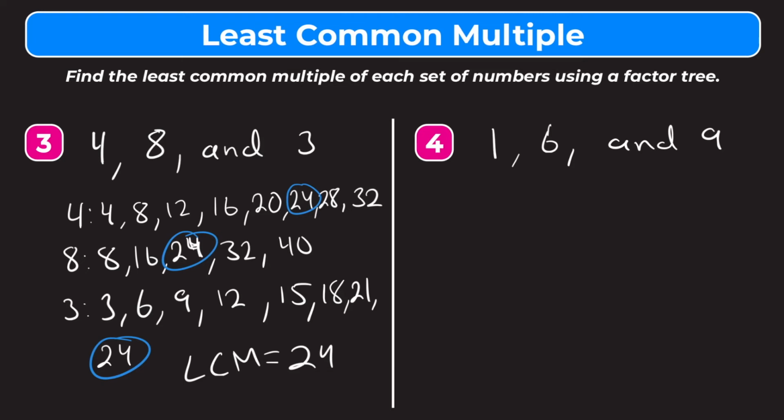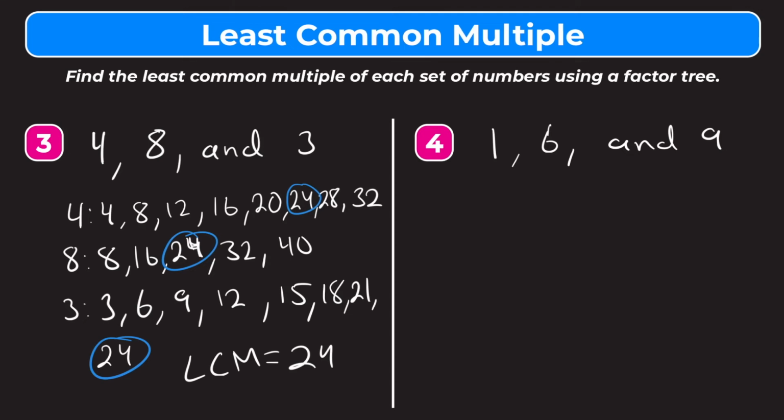We have 1, 6, and 9. So anytime you're asked to find the least common multiple of a set of numbers, and one of those numbers is 1, you can basically ignore the 1 and find the least common multiple of the other 2, and that number will always be the least common multiple of all 3. This is because the multiples of 1 are every whole number. If you think about it, because if you count by ones, it's just like counting normally. 1, 2, 3, 4, and so on.